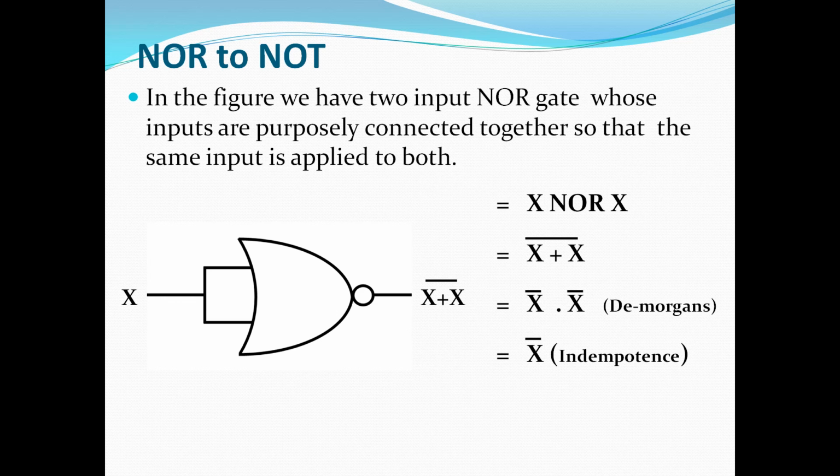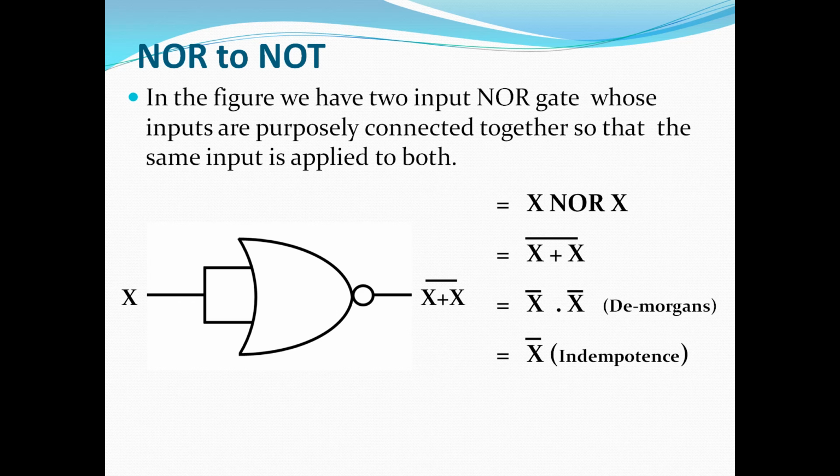Then apply De Morgan's theorem. For (X plus X) whole dash, if you apply De Morgan's theorem, it will be X dash dot X dash. That will be the output after applying De Morgan's theorem.